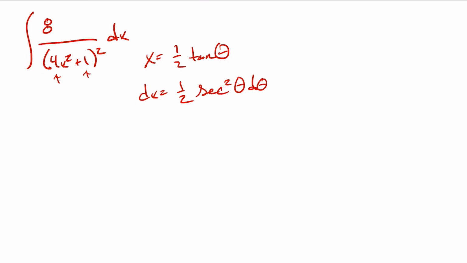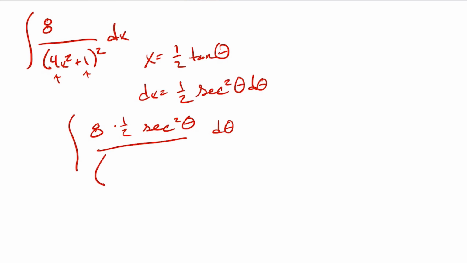And now we plug this all into our integral here. So we get 8 times 1/2 secant squared theta d theta, divided by 4 times 1/2 tangent theta squared, which just becomes 1/4 tan squared theta, plus 1 all squared. And the 4 times 1/4, that cancels out. And the 8 times 1/2, that just becomes 4.